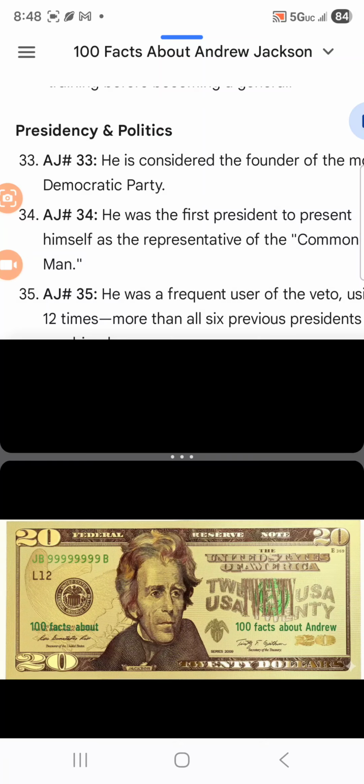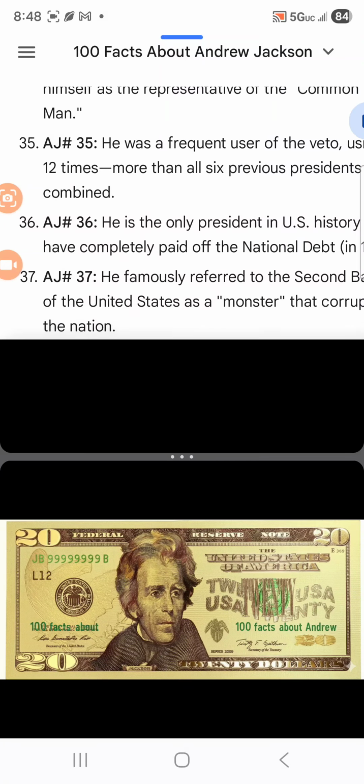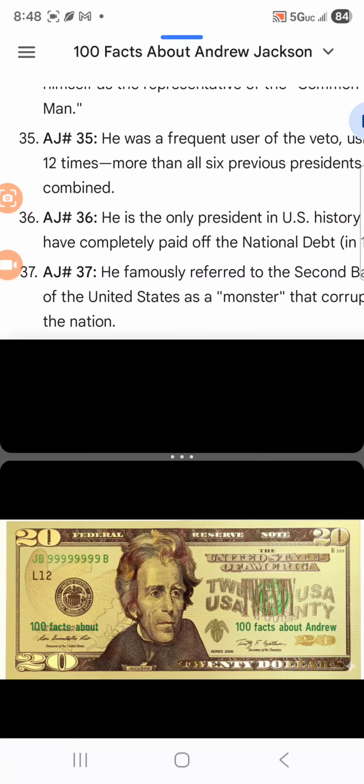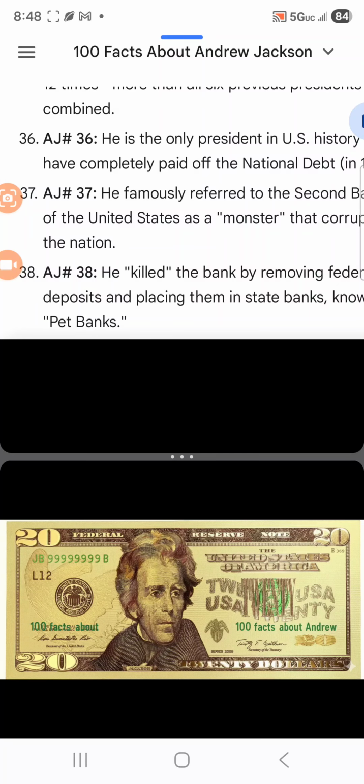AJ number 35. He was a frequent user of the veto, using it 12 times, more than all 6 previous presidents combined. AJ number 36. He is the only president in U.S. history to have completely paid off the national debt in 1835. And that's the sole reason why I think he was probably put on the $20 currency, because paying off the national debt is a pretty big feat. It's a pretty big feat to actually do that. So that's amazing.